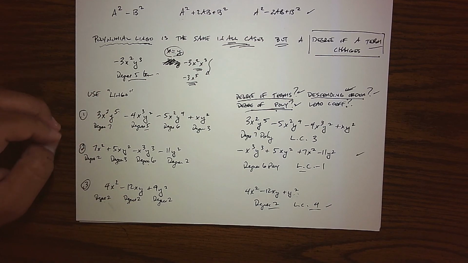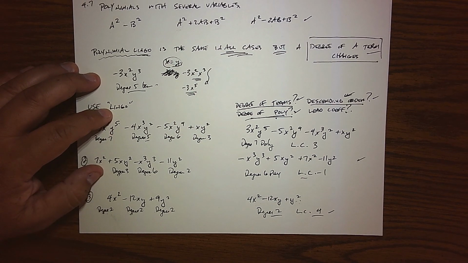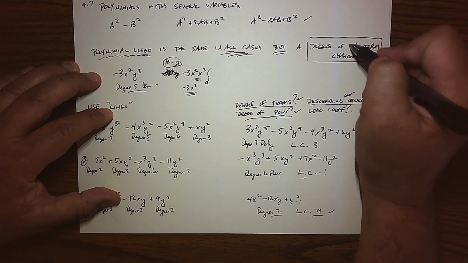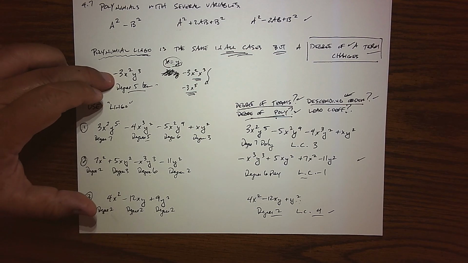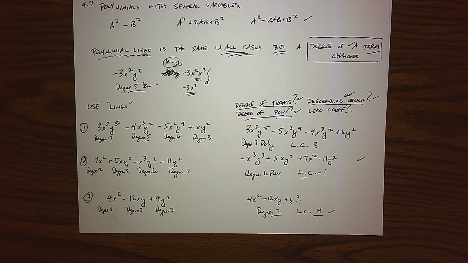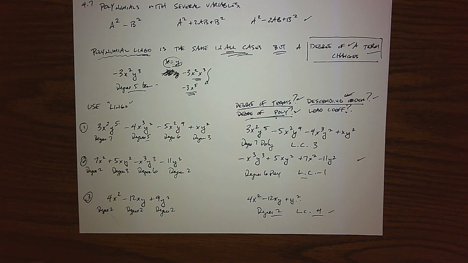Okay, so there's an introduction to the language, what a polynomial in several variables looks like. The polynomial lingo stays the same, with the exception of the degree of a term. We have to rethink it. We determine it by adding the powers, even though we wouldn't do that in normal algebraic circumstances. And then, of course, you're using the lingo: degree of terms, descending order, degree of polynomial, leading coefficient. So next up, now that we know these, how do we add them, subtract them, multiply them? That's coming up in the next videos.